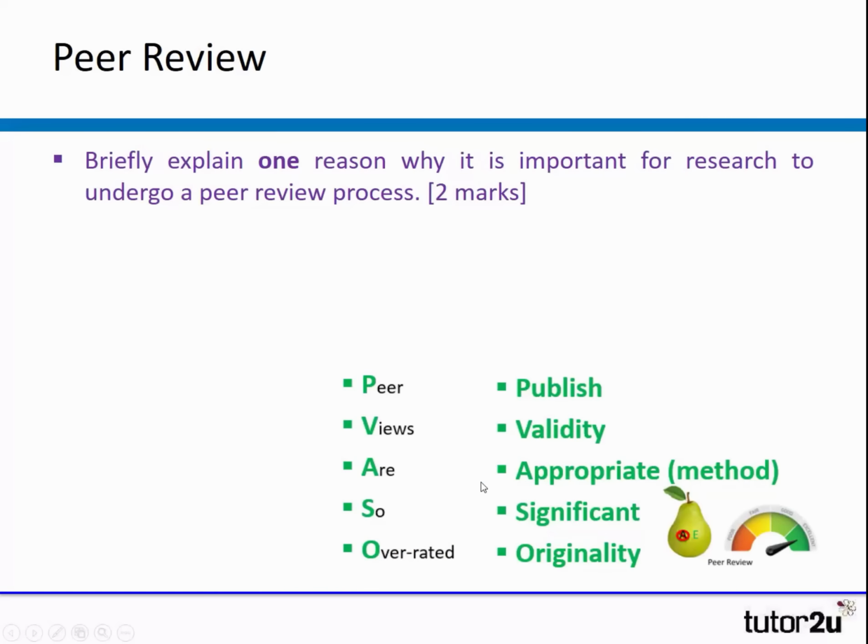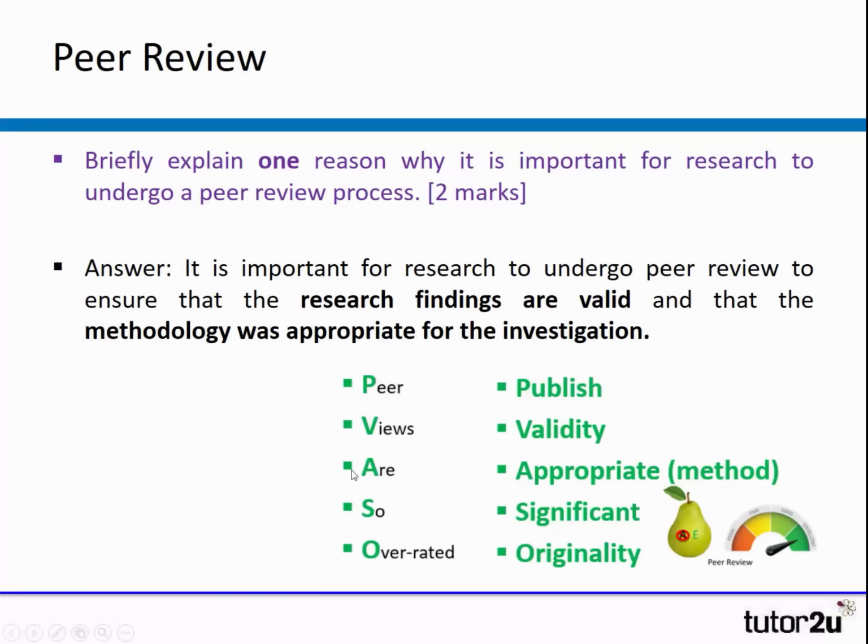A question that you could get, and it's only really going to be a short answer question, you might get: briefly explain 1 reason or 2 reasons why it's important for research to undergo a peer review process. We just need to bring in and use our mnemonic there to help us answer this question. So a decent answer would be: it's important for research to undergo peer review to ensure that the research findings are valid and that the methodology was appropriate for the investigation. So you'll see I've just picked on 2 of these points. If it was a 4-marker, I would go on to say a couple more. Furthermore, it's to check it's an original piece of research, to check the validity before going forward and publishing that piece of research. So you go. Nice easy way that we can remember the 5 key components of peer review.